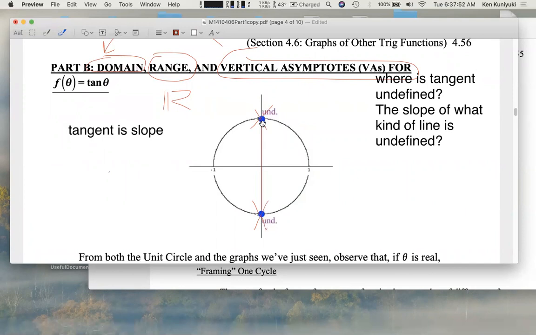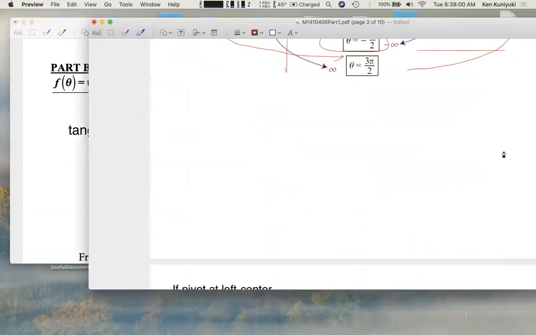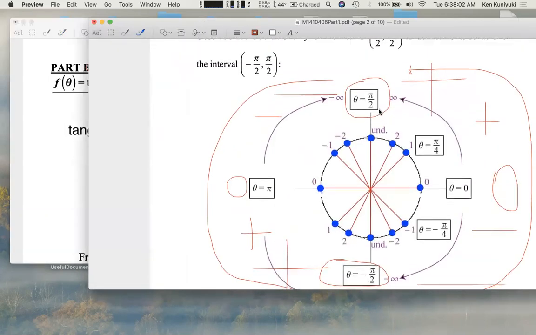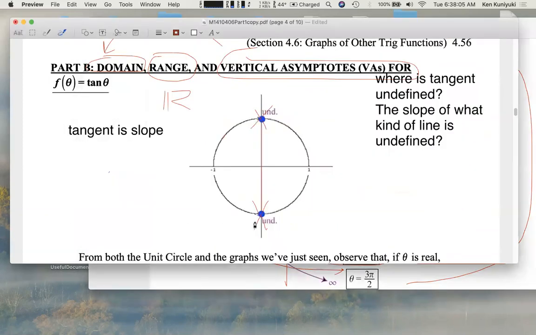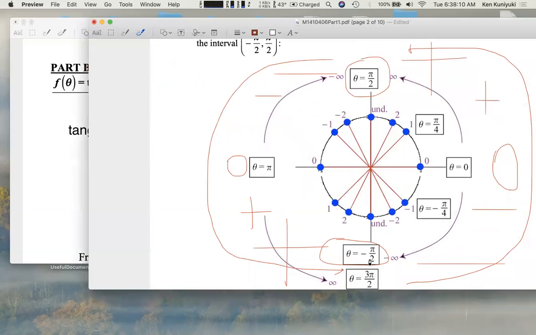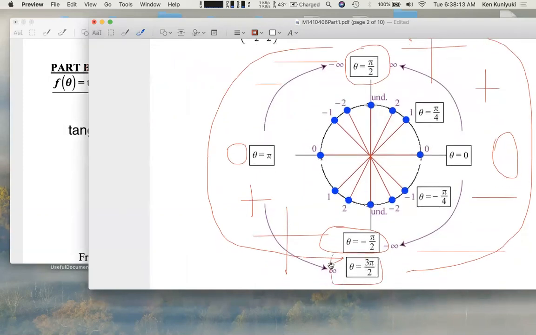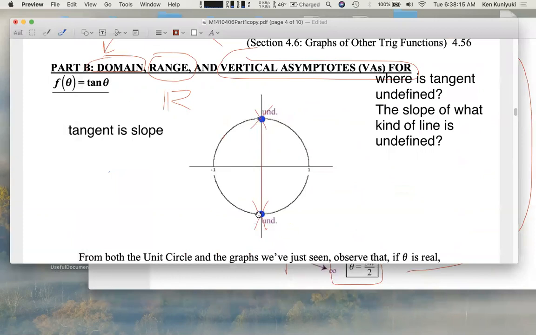Well, what angle do we typically associate with the North Pole of the unit circle? Typically, pi/2. Tangent of pi/2 is undefined. And what angle or angles do we typically associate with the South Pole? Well, negative pi/2 is one, 3 pi/2 is another. In fact, there are infinitely many angles where tangent is going to be undefined for both the North Pole and the South Pole: pi/2 and its coterminal angles, and 3 pi/2 and its coterminal angles.